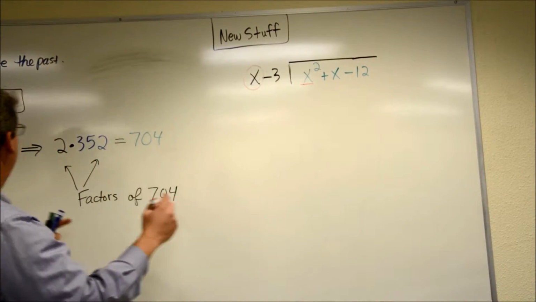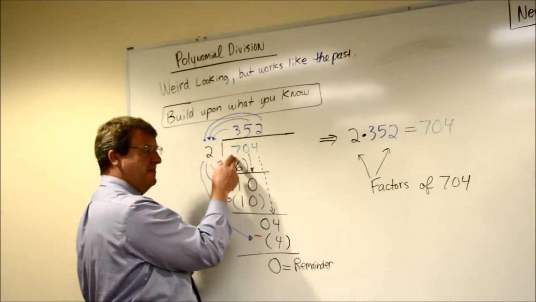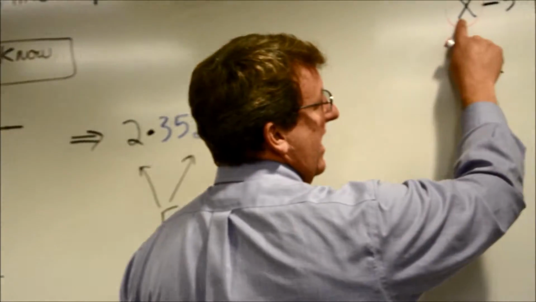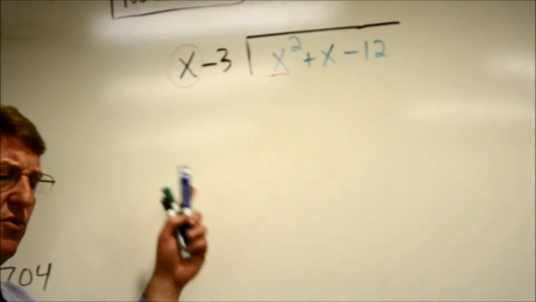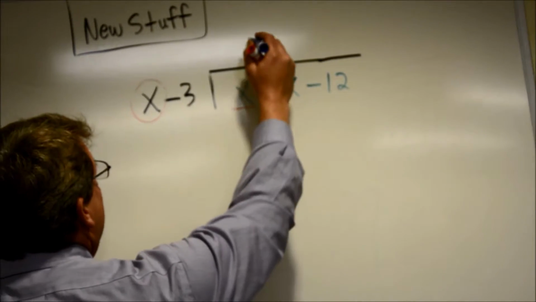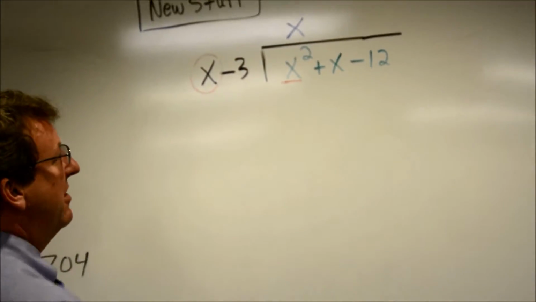Do you remember when we first did the division over here, did we look at 2 into 4? No, we looked at 2 into the first term, 7. So likewise, focus on the x and say x times what gives me x squared? X times what gives me x squared? And so if you see it, it's just x. X times x gives me x squared.